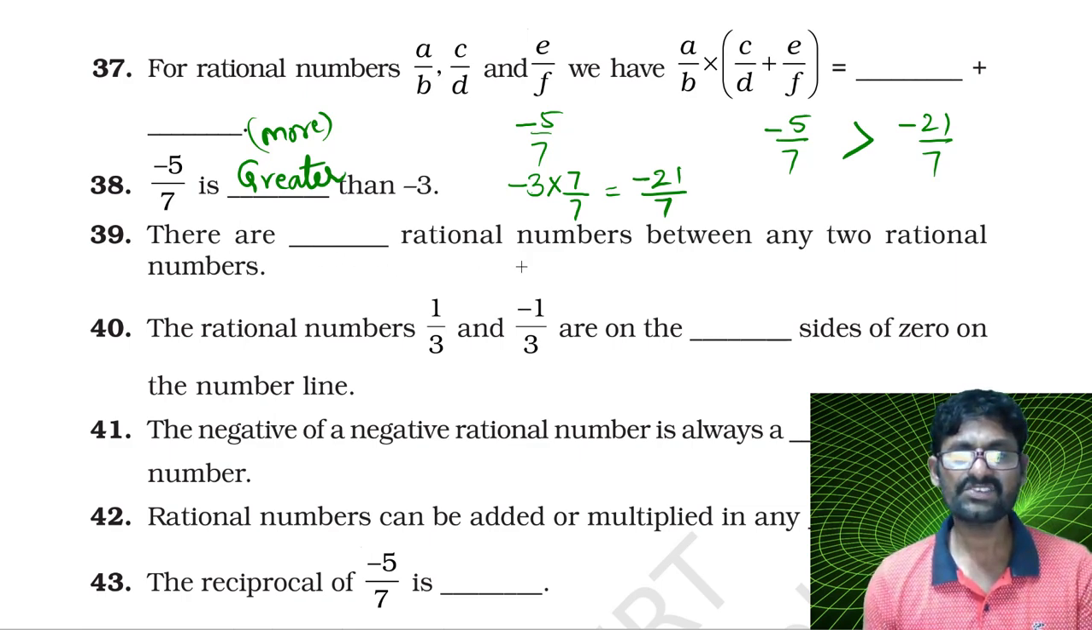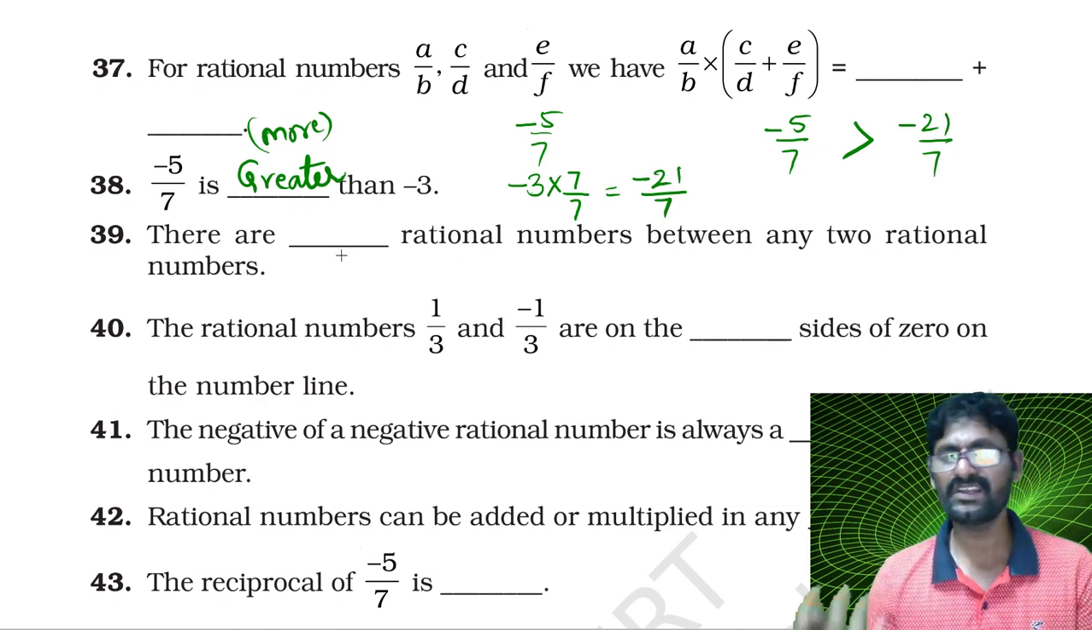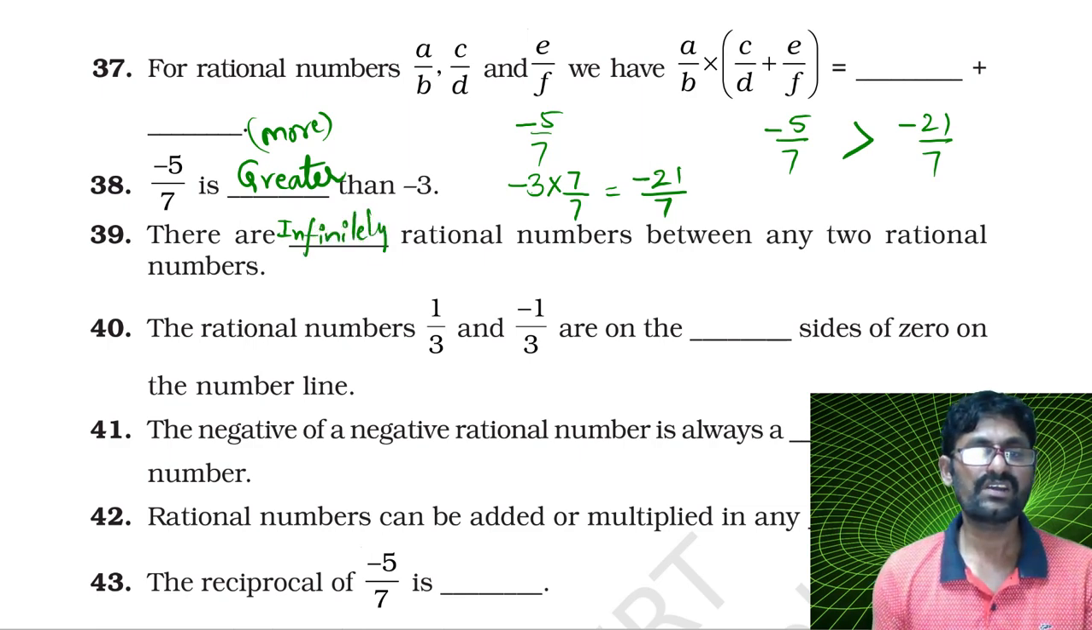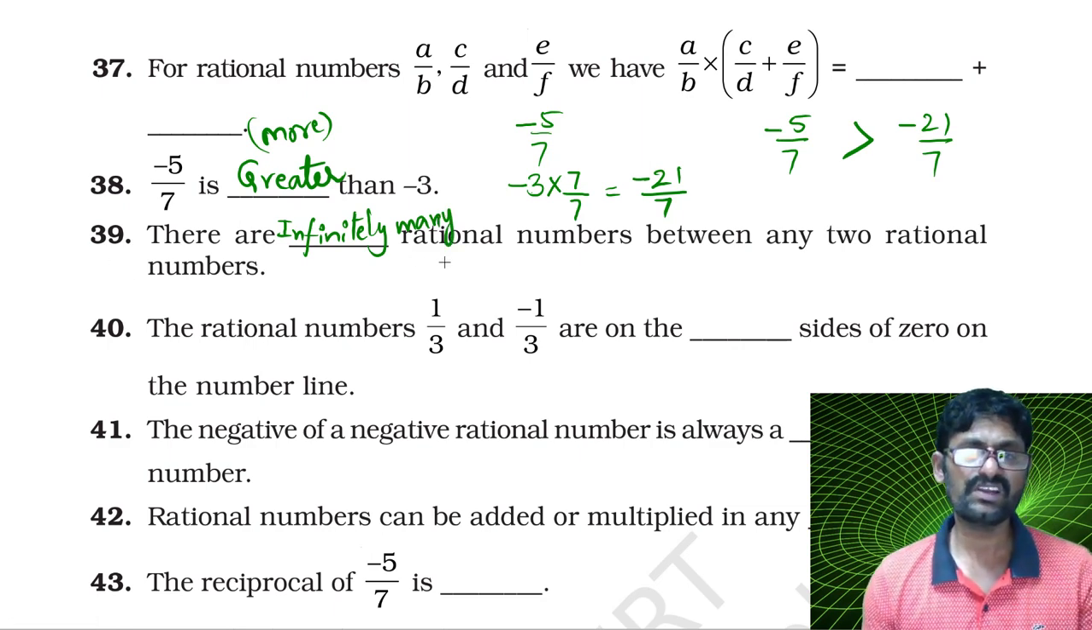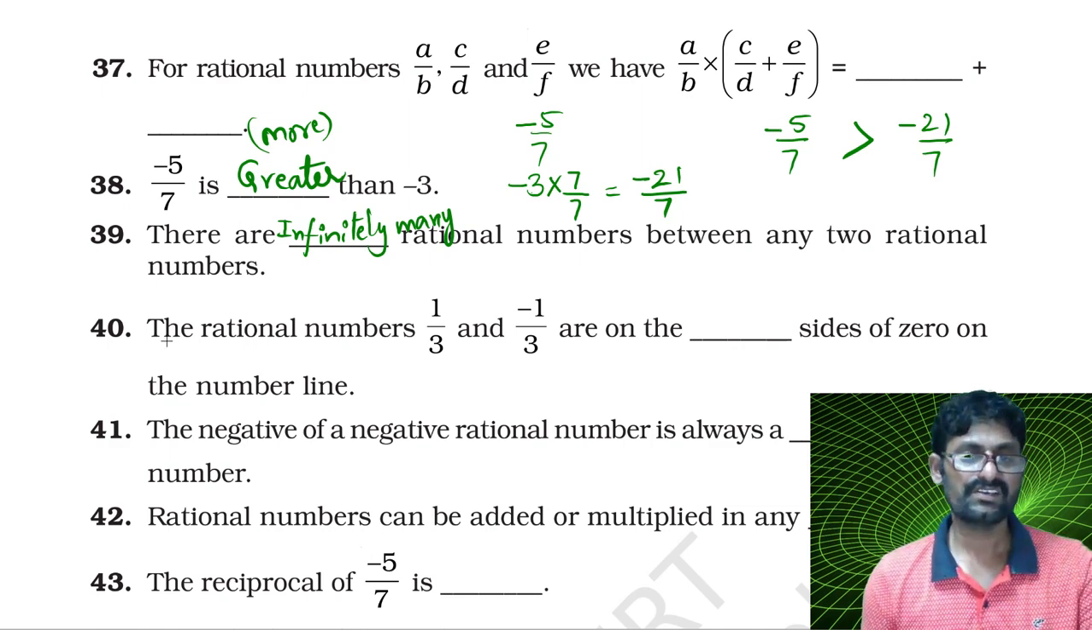There are dash rational numbers between any two rational numbers. There are infinitely many rational numbers between any two rational numbers. So we can write infinitely many. Okay, so there are infinitely many rational numbers between any two rational numbers. Okay, right. So let us go to 40th problem.